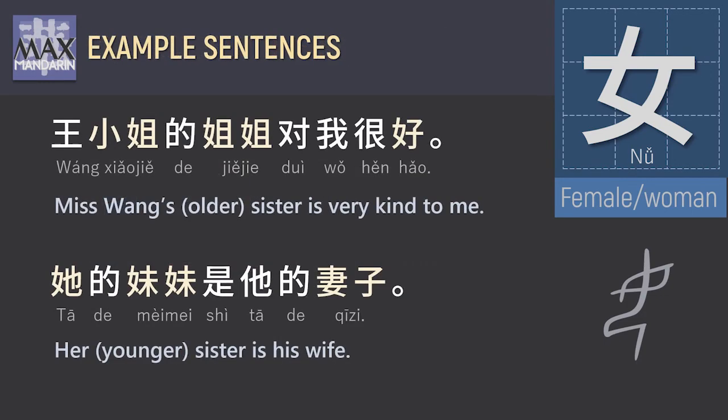Let's review these words with examples. 王小姐的姐姐对我很好. Miss Wang's older sister is very kind to me. 她的妹妹是他的妻子. Her younger sister is his wife.